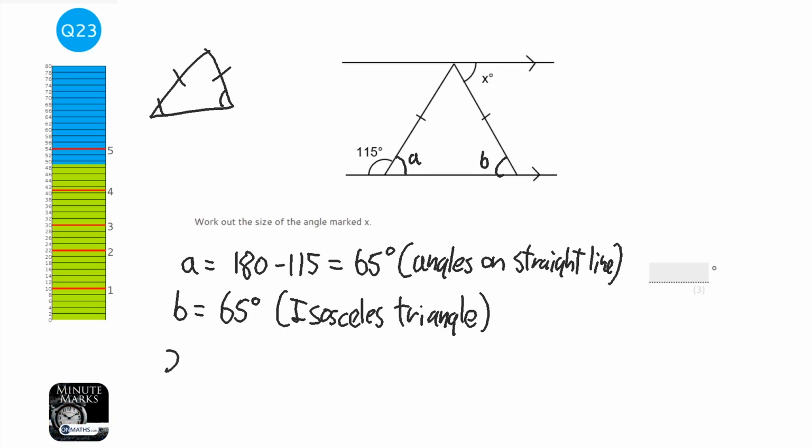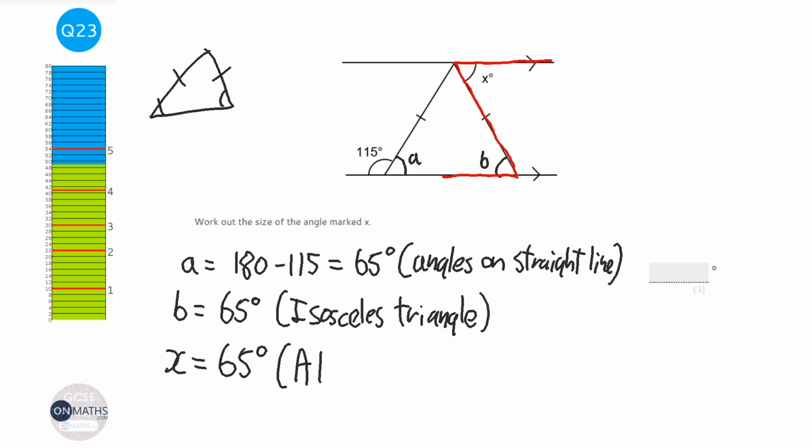Now I can go straight to X. Because these are parallel lines, X and B create a Z angle, and we need to figure out what the Z angle is called, but we're going to say X is 65, it's the same as B. Now corresponding is the F one, interior or co-interior or allied angles are the C ones, so the one we've got left is alternate.